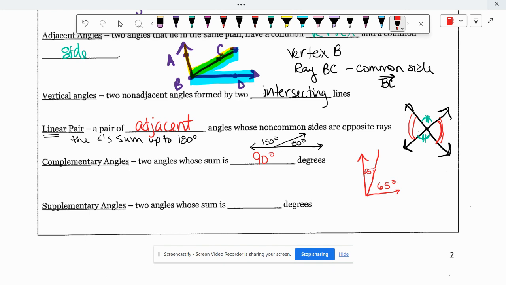25 degrees and 65 degrees. And then supplementary angles are two angles whose sum is 180 degrees, much like a linear pair. The only difference is that supplementary angles don't have to touch. For example, I could say this is 88 degrees, and I could pair it up with another angle that is 92 degrees. And I could say that these two angles are supplements of each other. If I were to add them together, I get 180.